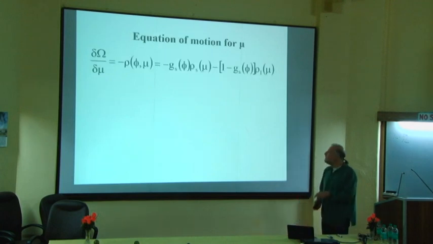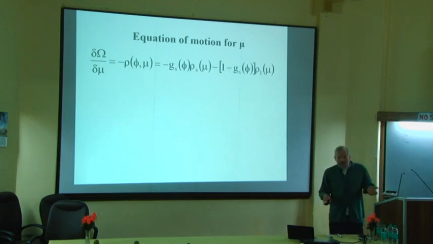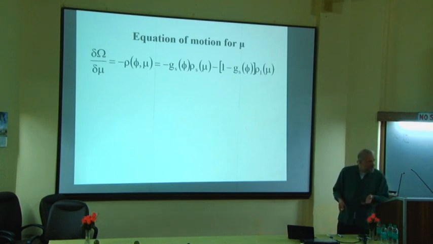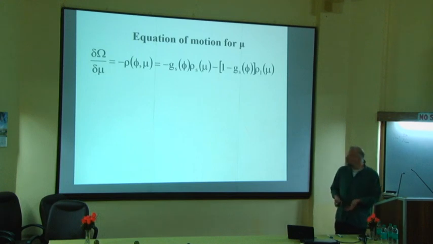Then we need equations of motion. So the equation of the phase field is the same as always. You just take the variational derivative and you write down the Allen-Cahn equation. So the question is, what's the equation of motion for mu? Because as I have switched from the free energy to the grand potential, I've switched variables from c to mu. So now I need an equation of motion for mu.